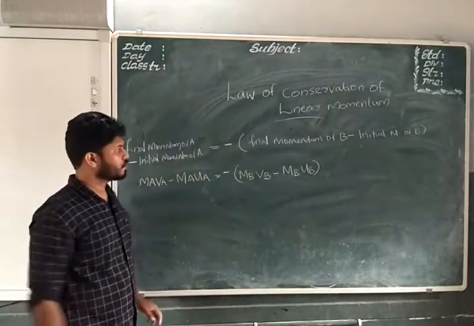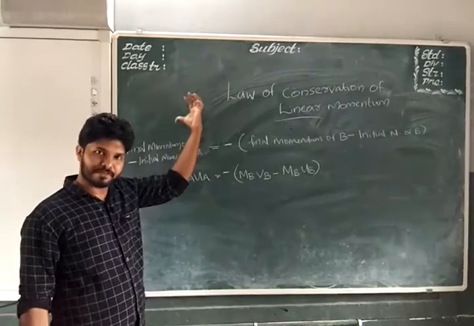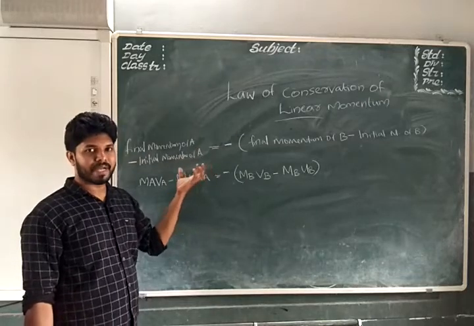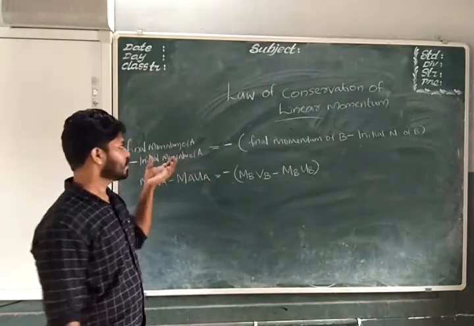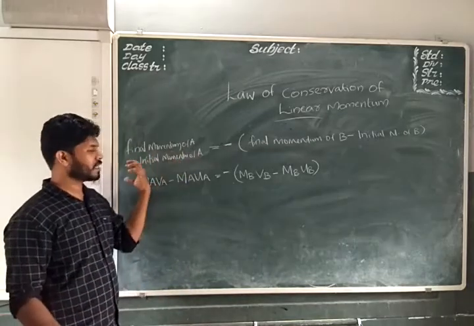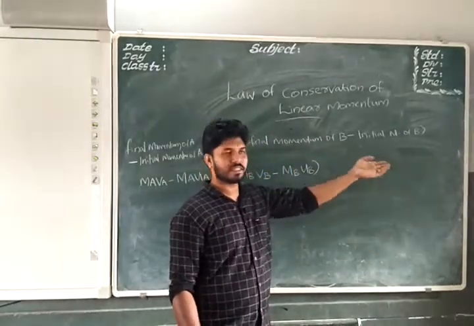Once again, we come from Newton's third law. According to Newton's third law, FAB equals minus FBA. Force means change in momentum by time, or rate of change of momentum. So we cancel the time, and we get final momentum of A minus initial momentum of A is equal to minus of final momentum of B minus initial momentum of B.